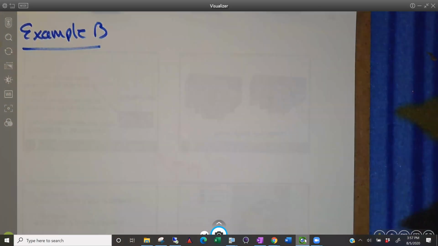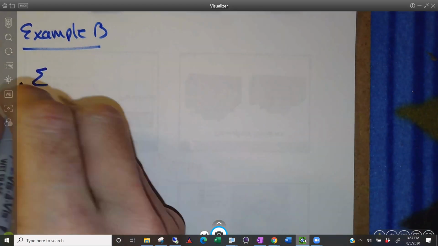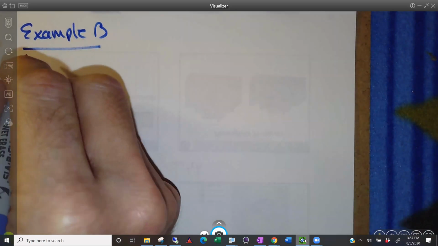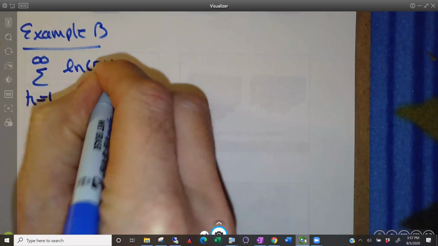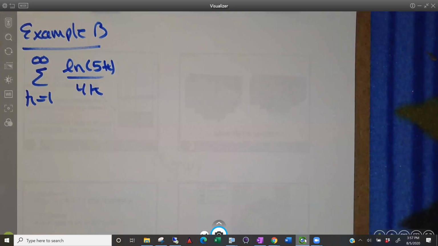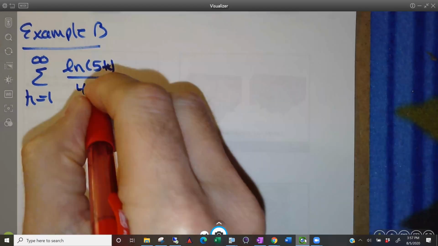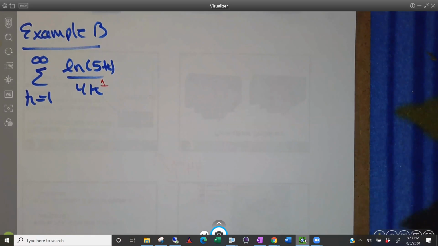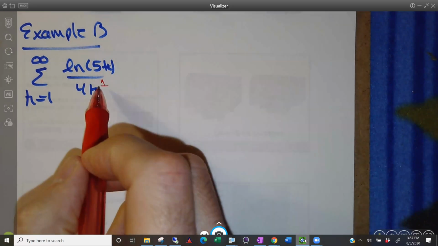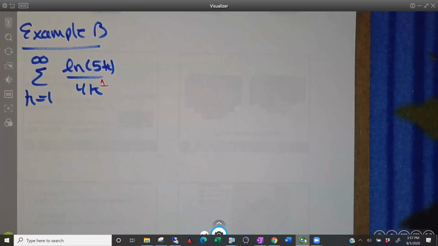Example B. Let's take a look at the series from 1 to infinity of the ln of 5k over 4k. All right, well, let me notice one thing for you. All things aside, in the denominator I've got a first power, which makes me start thinking of P series. If I have something with just a first power in the denominator, what is your P series stuff going to tell you? Is that going to converge or diverge? Ignoring everything else, it's going to diverge, right?